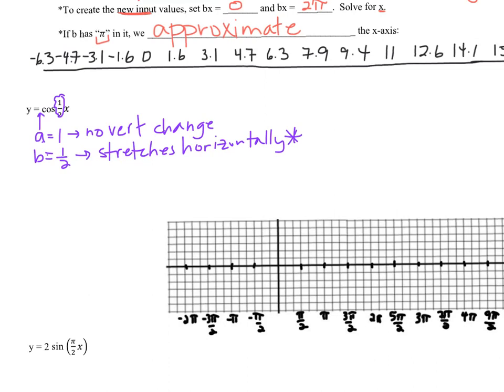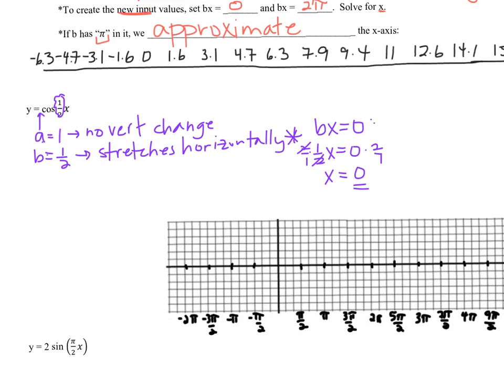To get our new start point, we always set bx, whatever that is, equal to 0. This is really easy. If b is 1/2, we're just going to set 1/2 x equal to 0. To get x by itself, we would just multiply both sides by 2/1, the reciprocal. And the 2's cancel out, which means x is by itself. On the right, 0 times anything is 0. So there's our new start point.